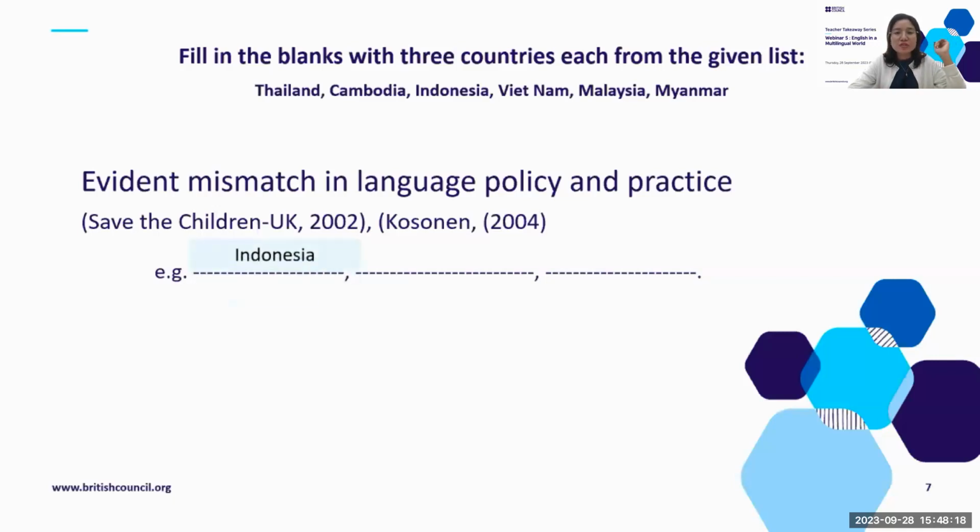So the three countries which have mismatched language policy and practice, according to Save the Children and the language specialist Kosonam, are Indonesia, Myanmar, and Vietnam. Sadly, Myanmar is on the list, meaning we have an obvious mismatch in language policy and practice. Why is it so? Let's look a little bit further.